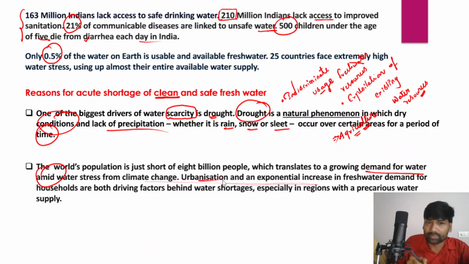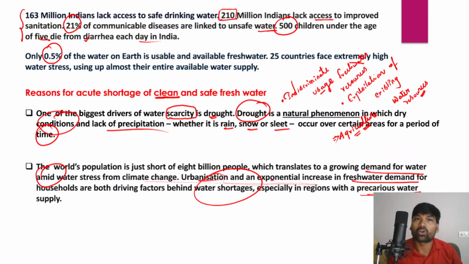And in recent times, urbanization and the exponential increase in the demand for freshwater resources are the major driving factors behind the water shortages that we have been observing across the globe in general and India in particular. A lot of regions have been facing water stress, or they are also suffering with precarious water supply as well. In the coming future, this condition would further exacerbate. People would not have adequate water to fulfill their daily necessities.